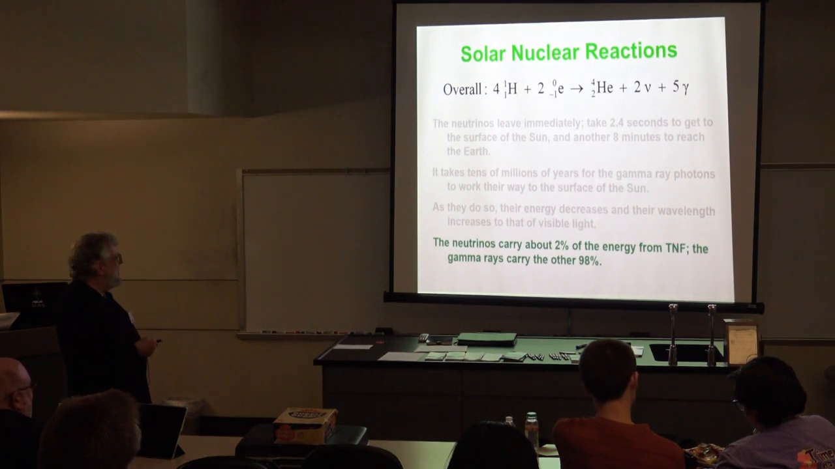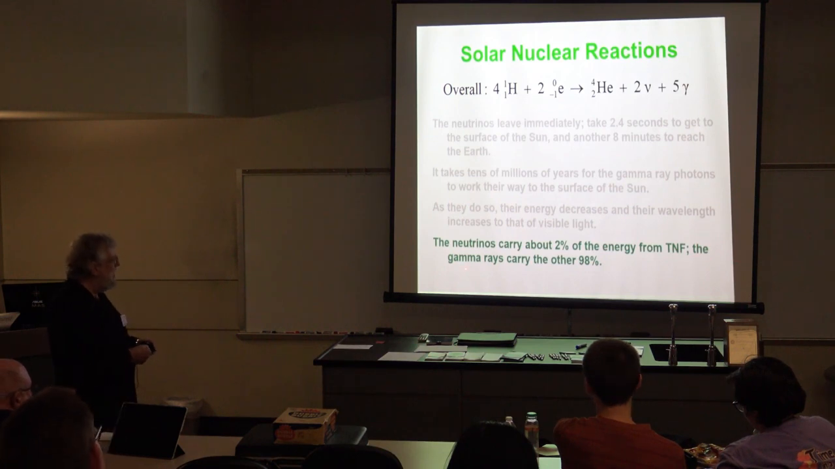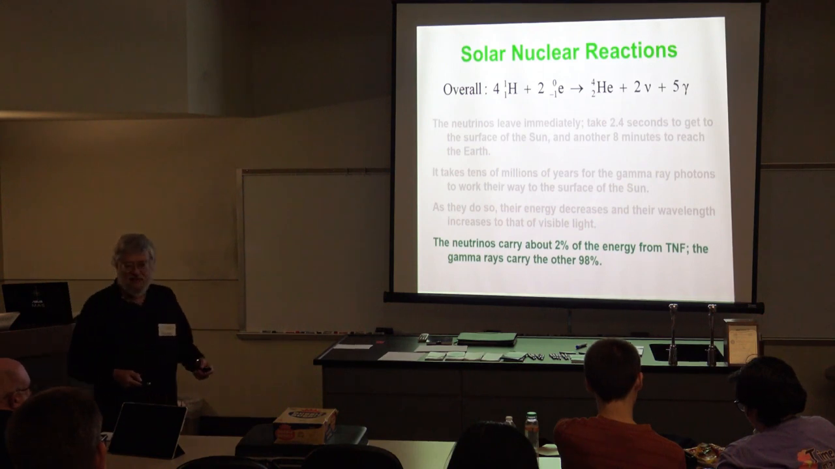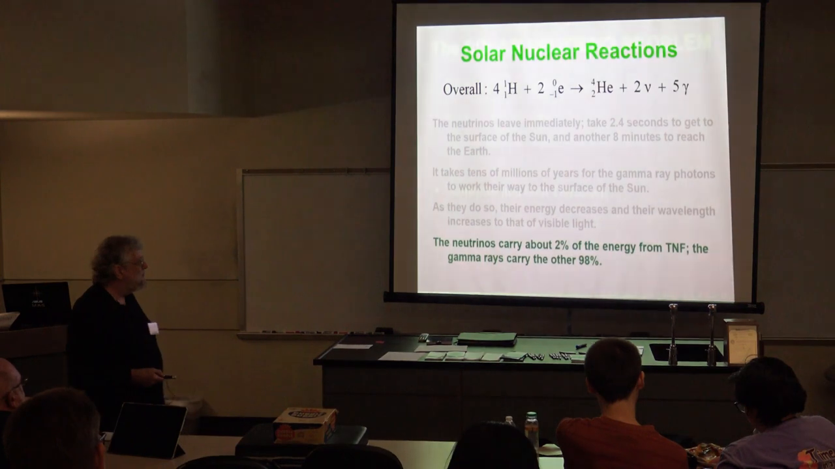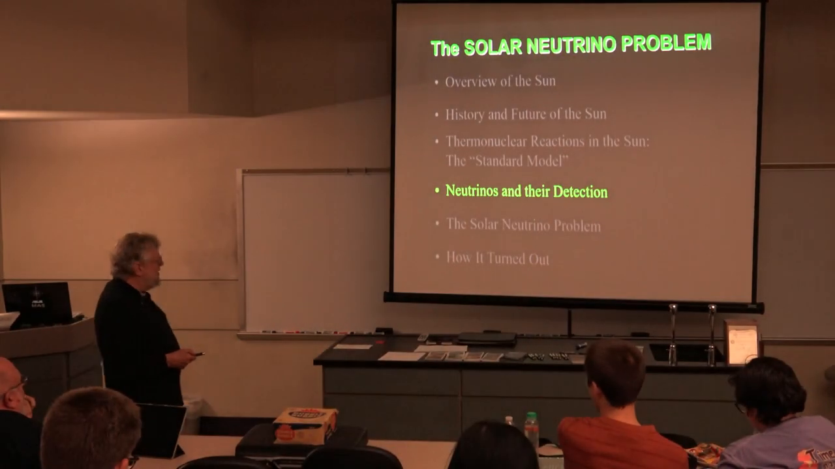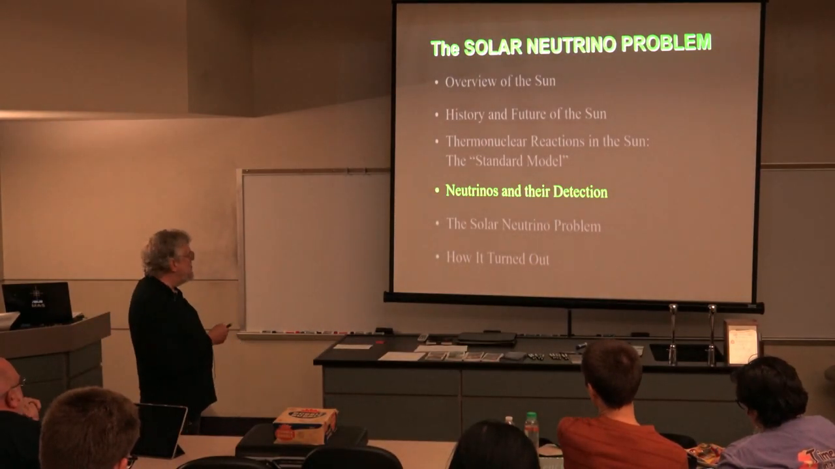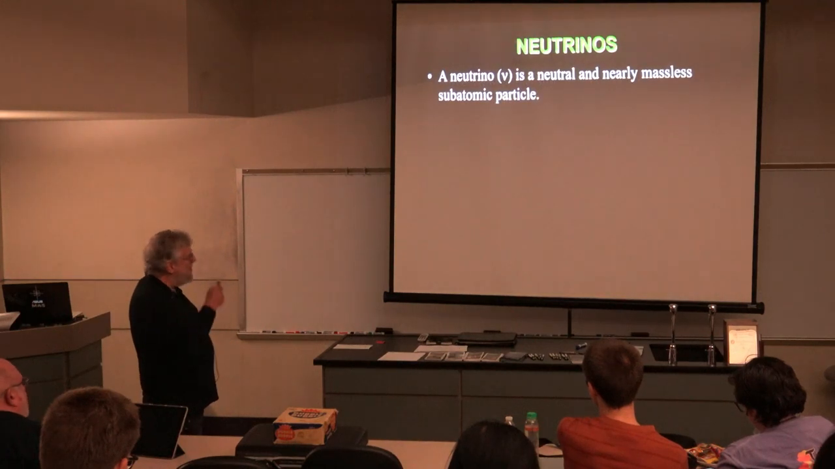Okay, the neutrinos carry about 2% of the energy from the nuclear reaction in the sun, and the gamma rays carry nearly all of it. 98% of the energy that's produced comes out through the gamma rays, but takes longer. Okay, we've seen a little bit about neutrinos. Here's a little bit more about them.